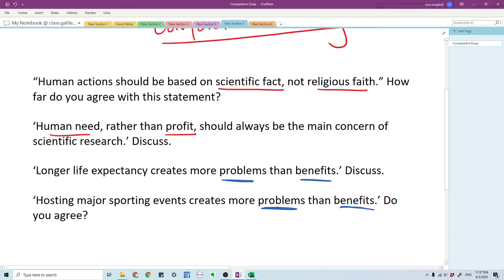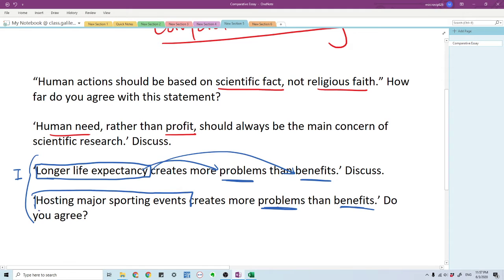Now, the first type of comparative essay question, I'm just going to call it type 1 over here. You are only given one thing to evaluate. You are only looking at longer life expectancy, one component, and we're talking about the problems and benefits of this one component. Hosting major sports events creates more problems than benefits. Again, the key is this has problems and benefits.